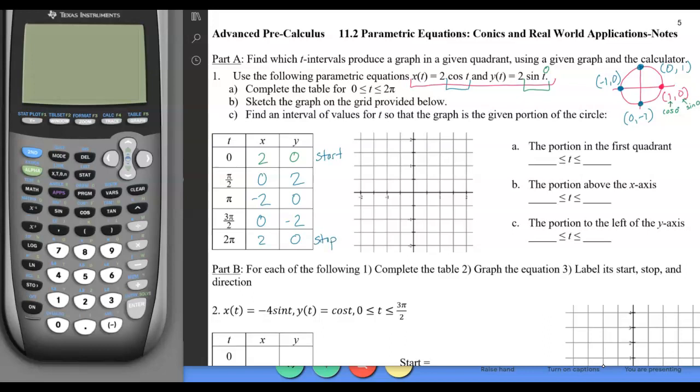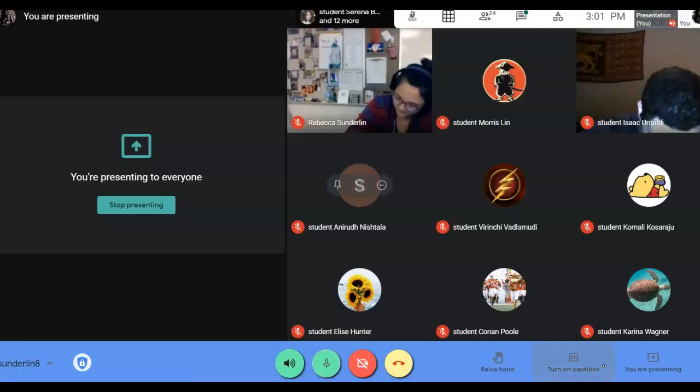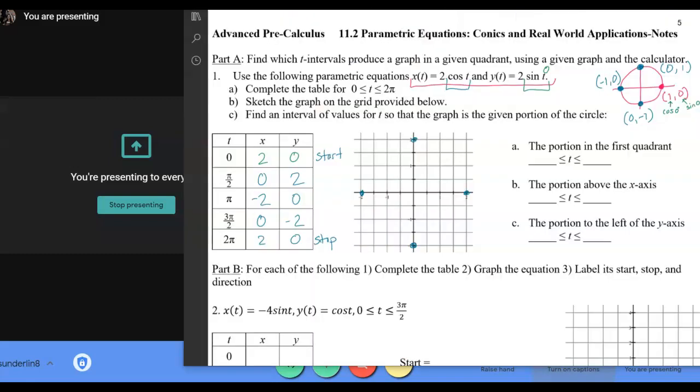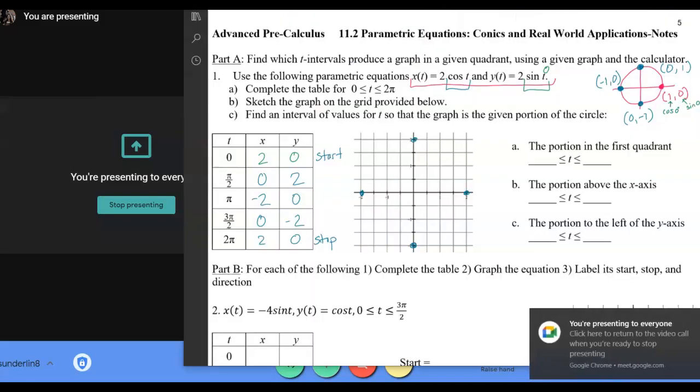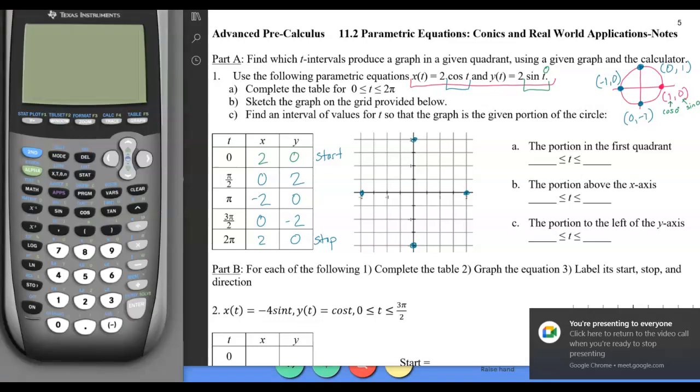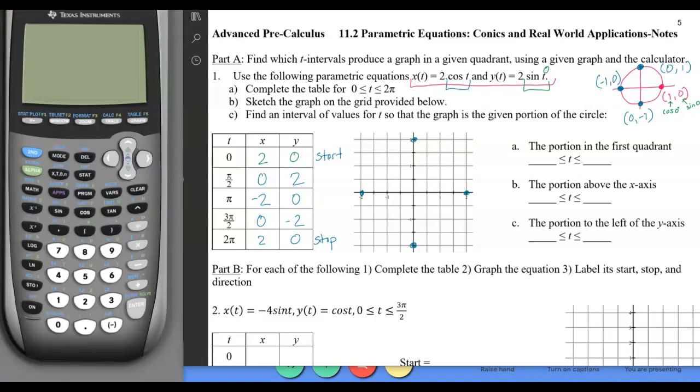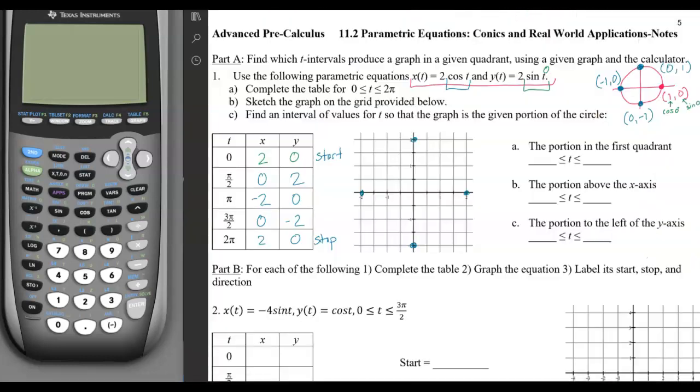And it wants us to sketch this: 2, 0, 0, 2, -2, 0, and 0, -2. What'd I do? Why did that disappear on me? Interesting. Okay.